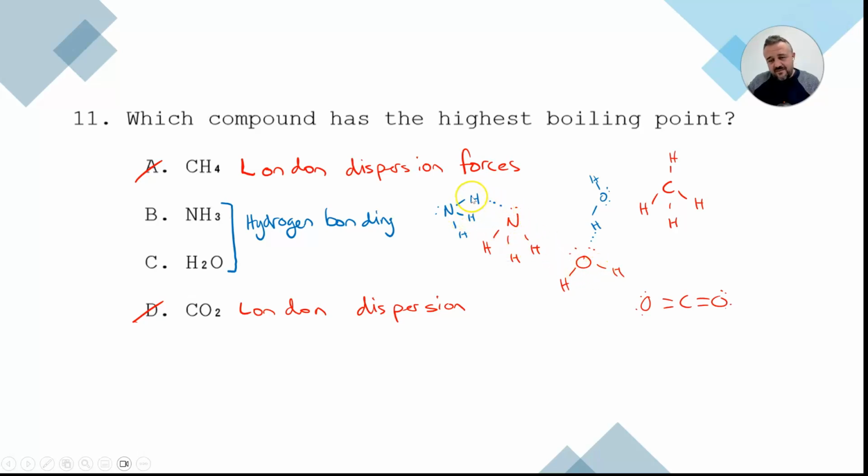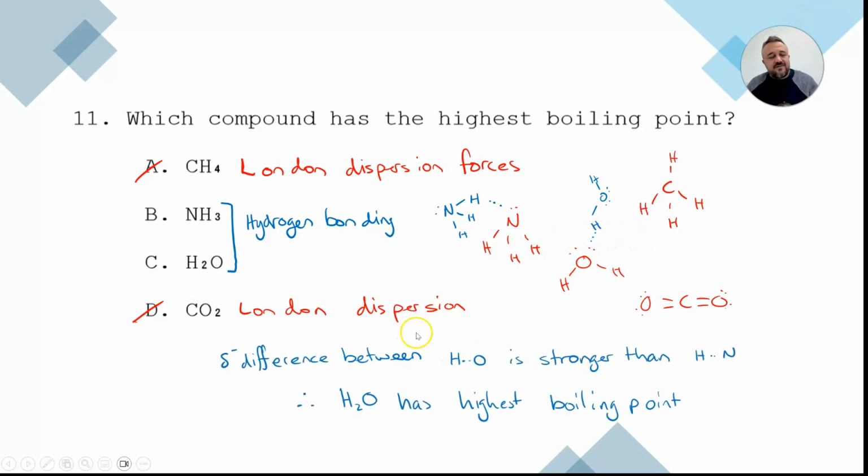If we redraw it, you don't have to draw it, you can just work this out, but I'm doing it to show you. Between these hydrogens and oxygens we'll have hydrogen bonding, and we'll have hydrogen bonding between these nitrogens and hydrogens right there. Okay, so what does that mean? That means it's going to have a higher boiling point. Both of them will have higher boiling points than these two. But now we need to work out which one has the highest boiling point out of these two. The electronegativity difference between H and O is stronger than H and N.